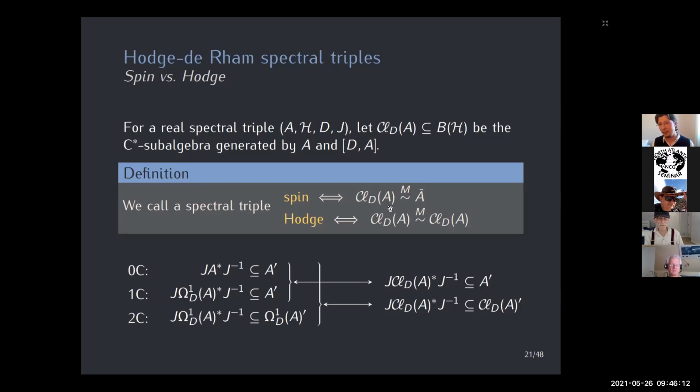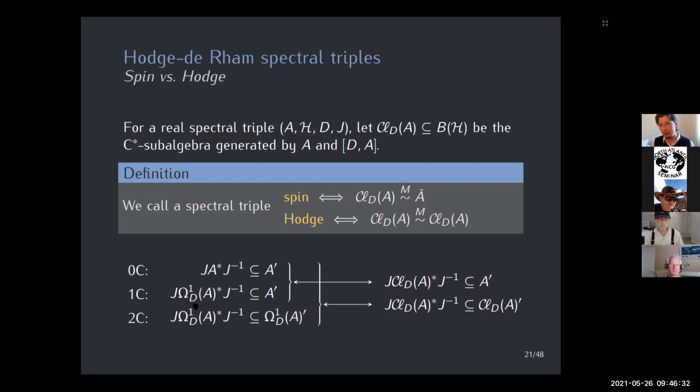On here, we just had sections of the Clifford bundle. So you can really see where these names are coming from. But why do we care about spin and Hodge? Well, here are the zeroth order condition and first order condition expressed in slightly different language.